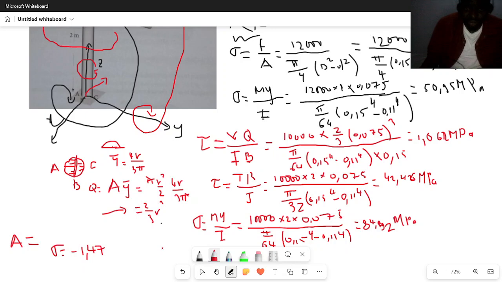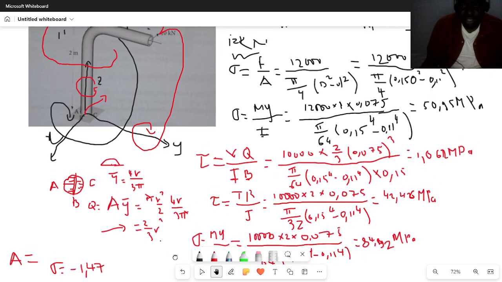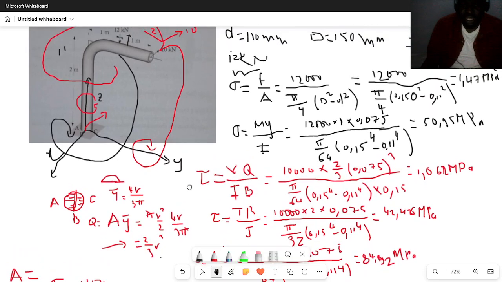Now what else do we have? Now we have to see the effect of each bending moment, if it is having an effect at point A. Now let's look at the first bending due to 12. When 12 is bending, is it having an effect at A, guys?